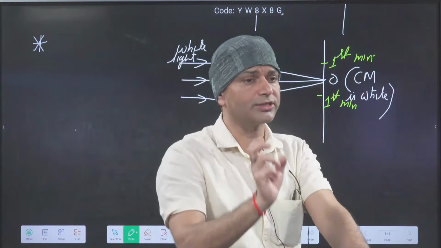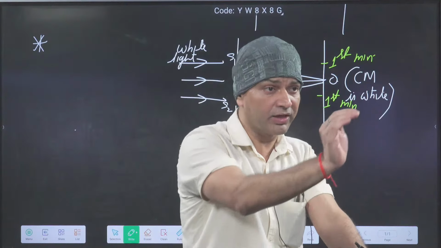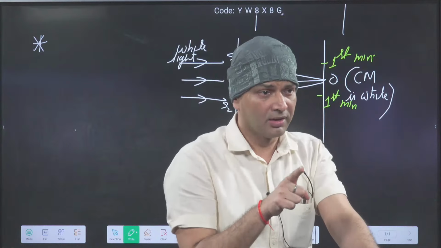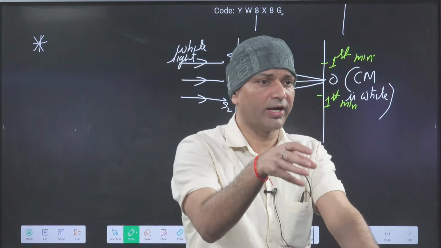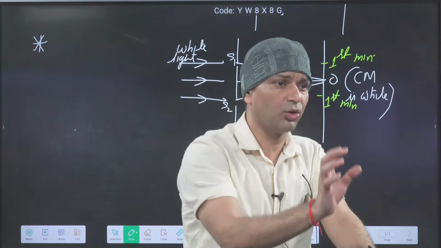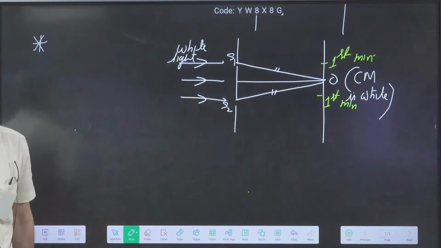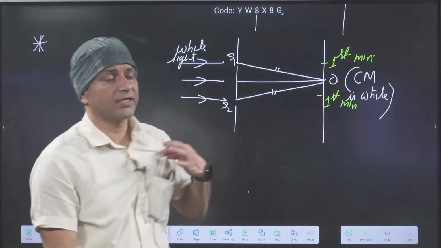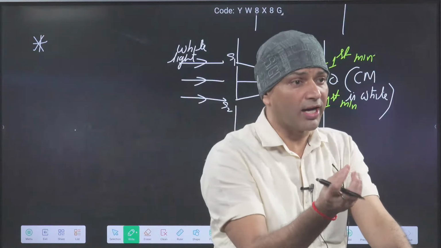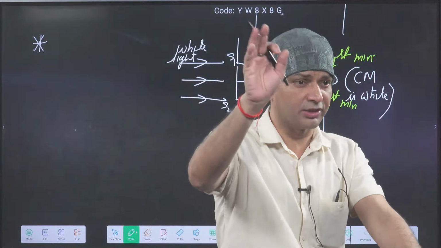So closer to the central white, whose minima will we obtain first? Violet minima. Violet minima is closer. Are everybody getting or not? Closer to the central white, we will get the minima of violet. Minima of the violet means violet color is missing, so violet intensity is 0.